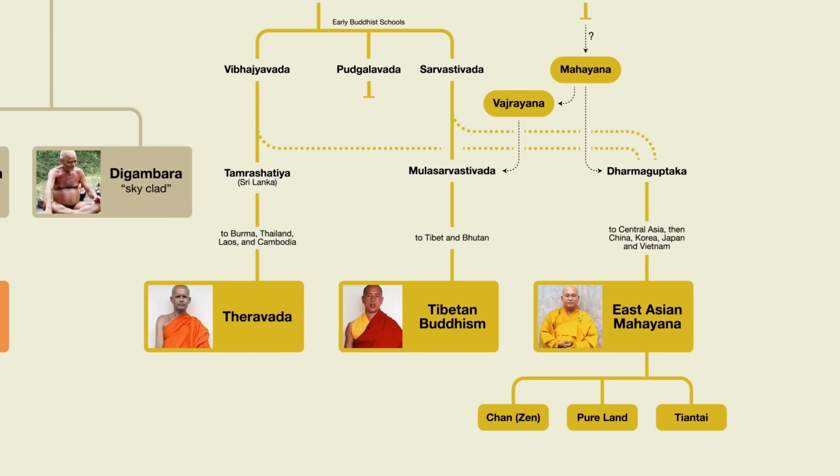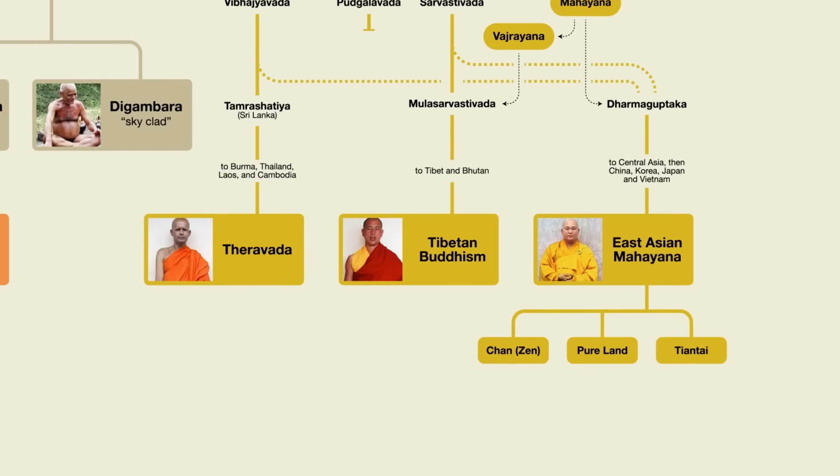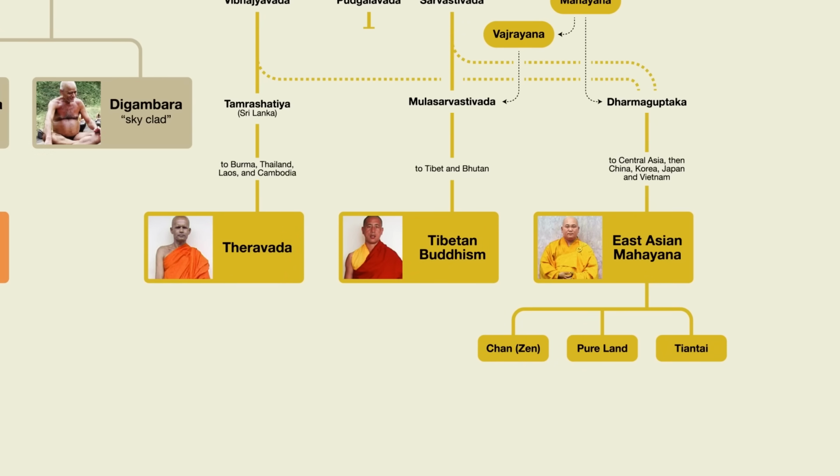There are 3 particular sub-branches of East Asian Mahayana that I'd like to point out. There are actually many more than these, but these 3 tend to be the most popular. The first is Chan Buddhism, known as Zen Buddhism in Japan. It is particularly popular in the West and mostly focused on meditation.